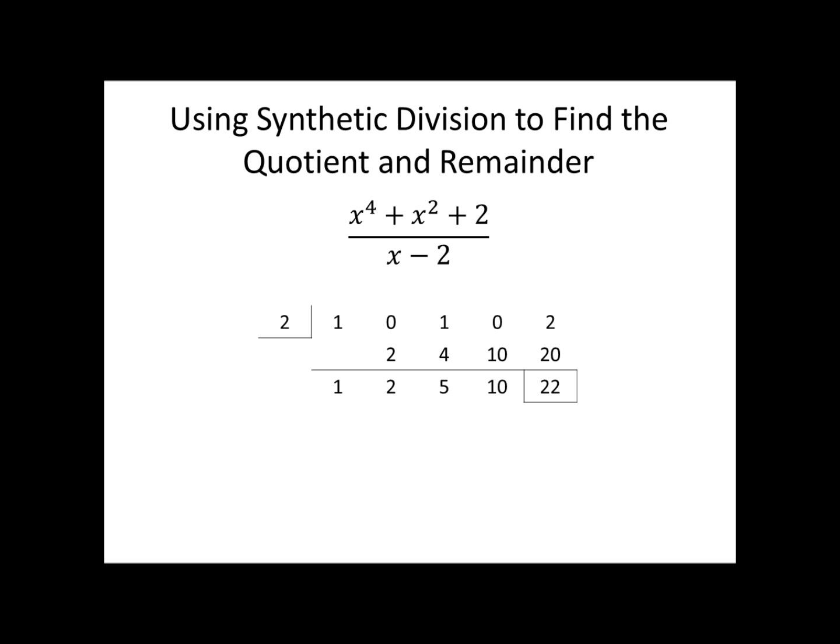So since I started with x to the 4th, that 1 goes on an x cubed, and then I can work my way down. So here we see our quotient is x cubed plus 2x squared plus 5x plus 10, and our remainder is 22 over x minus 2.